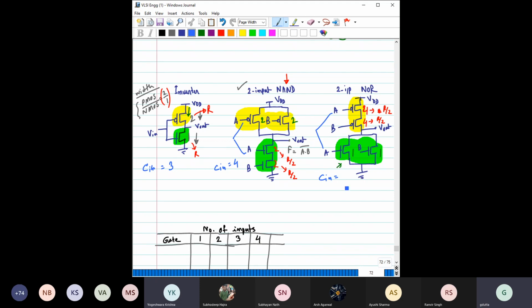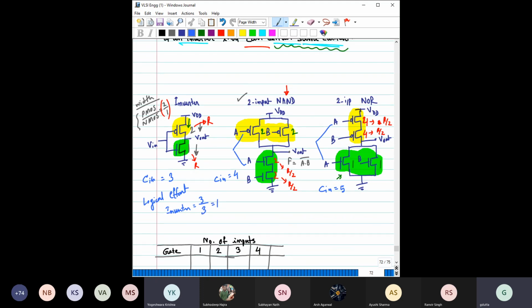So it is 4 plus 1, so it is 5, right? So then how do you find the logical effort? Logical effort for this gate or this inverter would be how much? It is 3 by 3. So it is equal to 1.